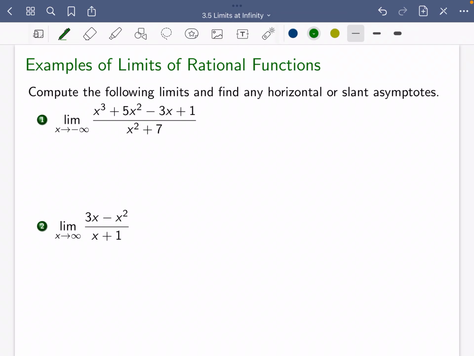In this video, we're going to look at a couple examples where we are going to find some limits of rational functions at infinity. We're going to try to determine if there are any horizontal or slant asymptotes. And we haven't previously talked about slant asymptotes.